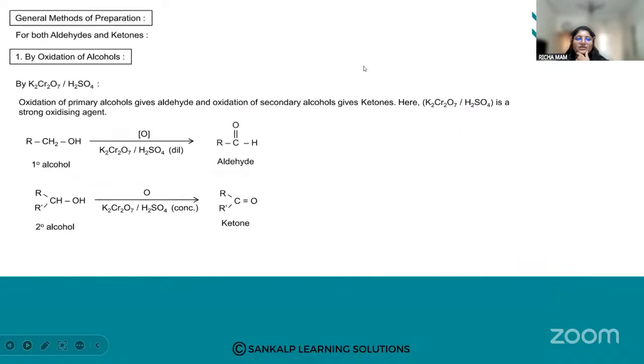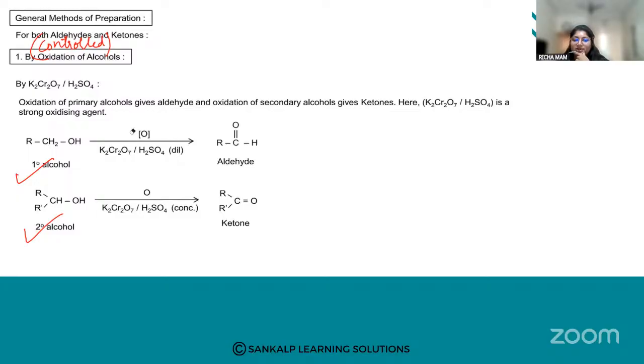Let us go for the next one. Next we are going to see the methods of preparation: how we can prepare aldehydes and ketones. The first is by oxidation of alcohols, by doing a controlled oxidation. We are supplying the oxygen in a controlled manner. Aldehydes and ketones are generally prepared by this controlled oxidation. You are going to take a primary or secondary alcohol. What are you going to do?